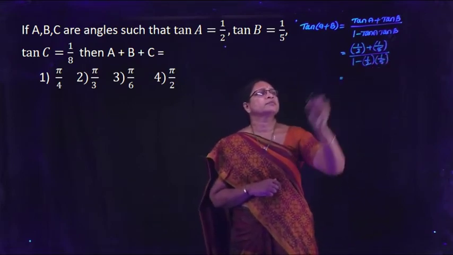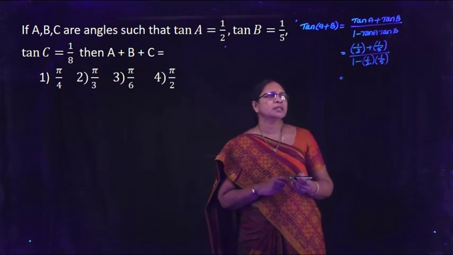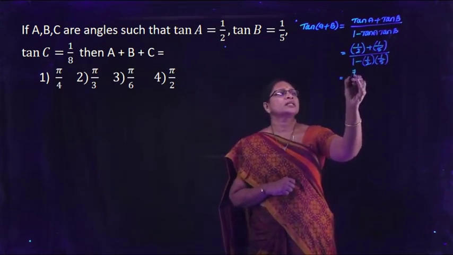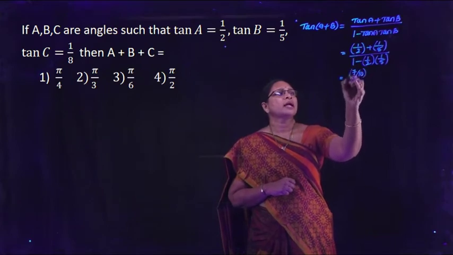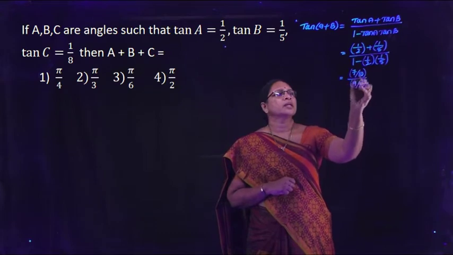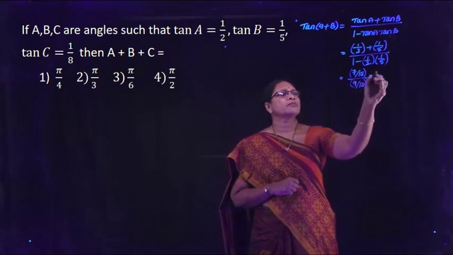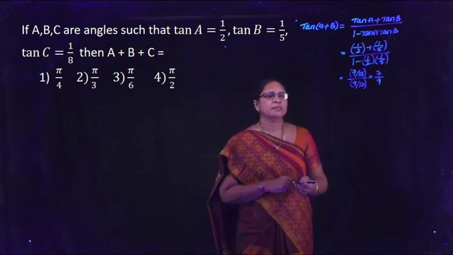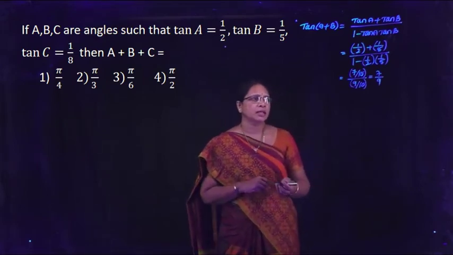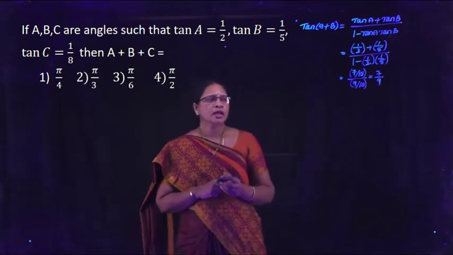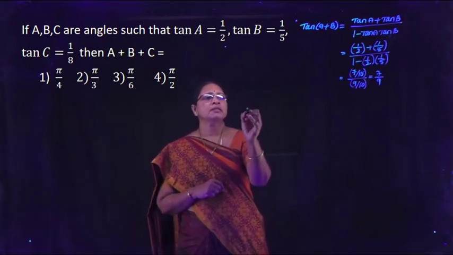That is equal to, taking LCMs in the numerator and denominator, we get the numerator is 7 by 10 and the denominator is 9 by 10. Here 10 gets cancelled, we have 7 by 9. Here tan(A+B) is 7 by 9. Now let us consider the value of tan(A+B+C).